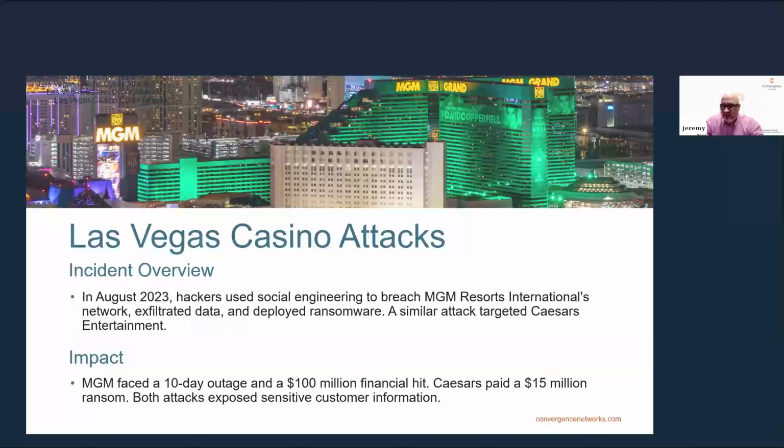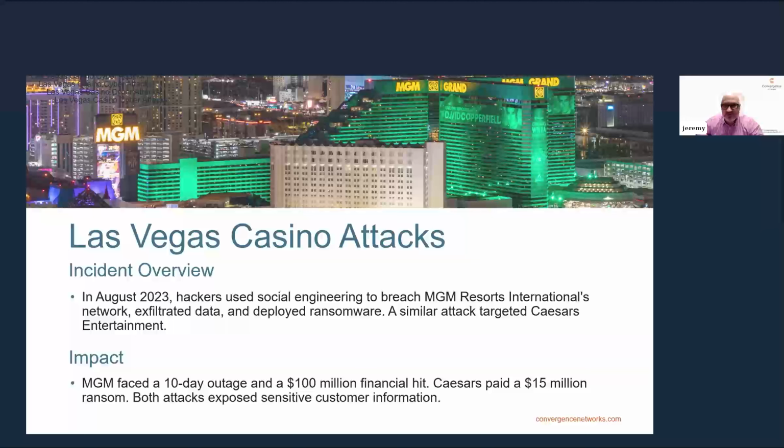Going back to that earlier comment, if they're doing it to one industry or one group, they're probably trying the other ones because they've got a way in that they can reuse over and over again and recycle. The impact of this whole thing was 10 days of outage. $100 million is the estimated financial hit. That's probably not including all of the reputational hit and everything else that they took. And then Caesars paid another 15 million for theirs.